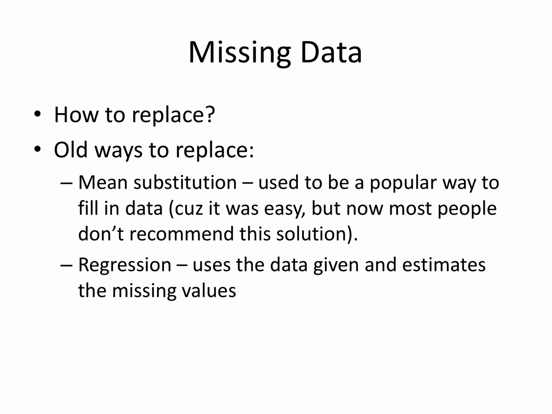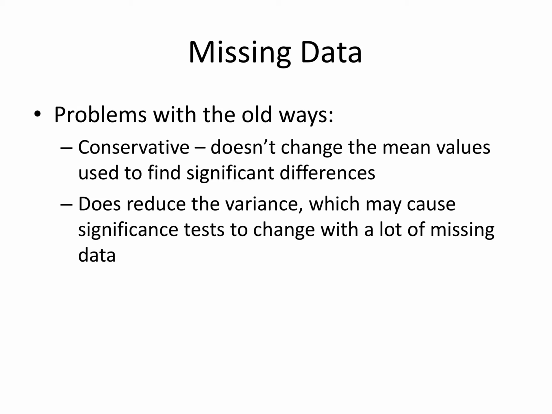Okay. So one of the problems with some of these older ways of doing it is that it's called conservative. It does not change the mean values for each group because you're including the mean. So that is a good thing, but it does reduce the variance. And so if you estimate a lot of the missing data, reduction in variance will help you cheat, essentially. And so we don't want to do that.